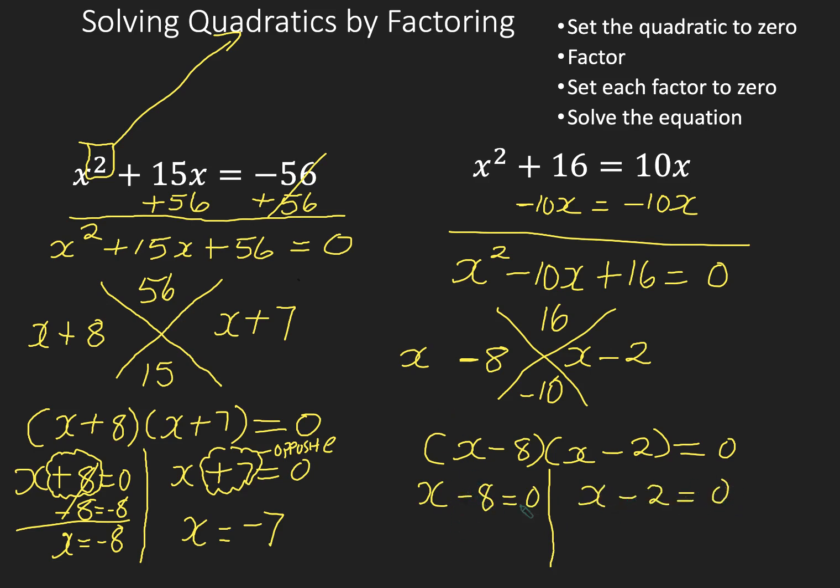Again, if you like to go through the motions, I'm going to start over here. You would add 2 to both sides like this. This cancels. X equals to 2.